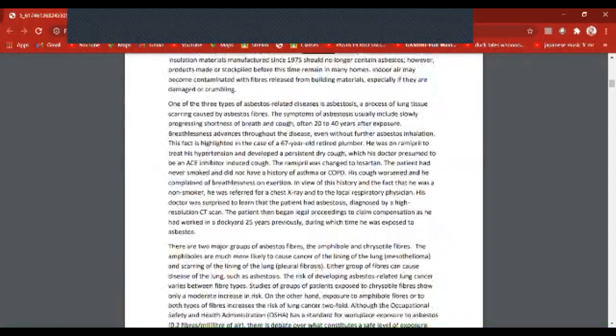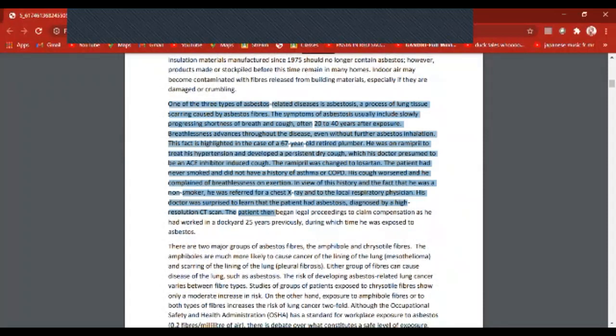Here we can say 67-year-old man. So we're going to be going for paragraph number 2.